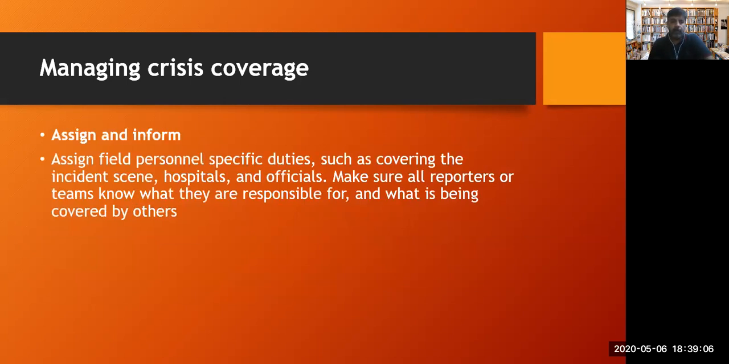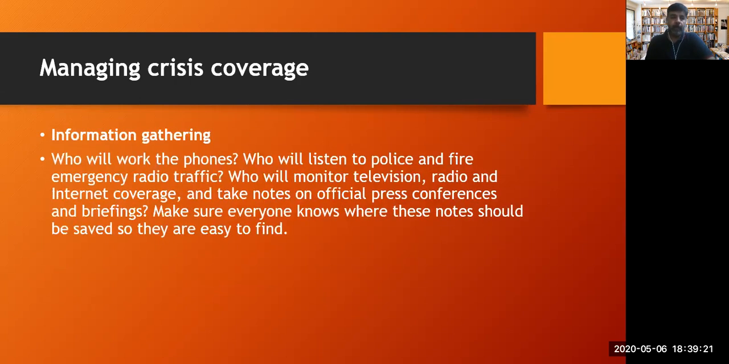So assign and inform. Assign field personnel specific duties such as covering the incident scenes, hospitals, and officials. Make sure all reporters or teams know what they are responsible for and what is being covered by others. So you need to have a clear plan. For information gathering: who will work the phone, who will listen to the police and fire emergency or radio traffic, who will monitor television, radio, and internet coverage, and take notes on official press conferences and briefings. Make sure that everyone knows where these notes should be saved, so that they can easily be collaborated on or filed.